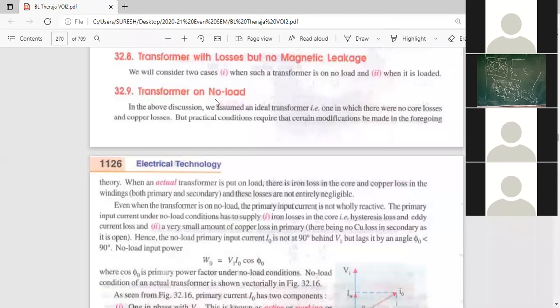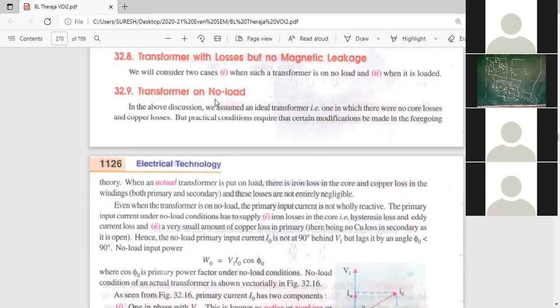In open circuit, voltage will be there, and we'll apply the rated voltage for determining the iron loss. So that's all about the theory for iron loss. Iron loss formula is W1 is equal to V1 I naught cos phi naught.